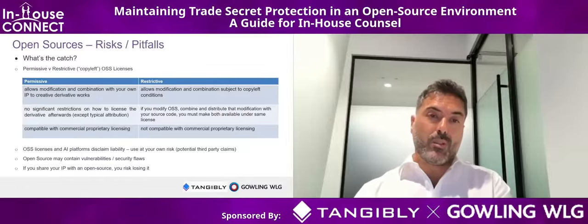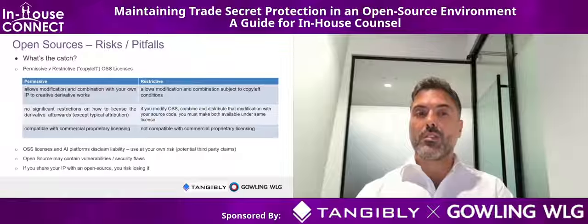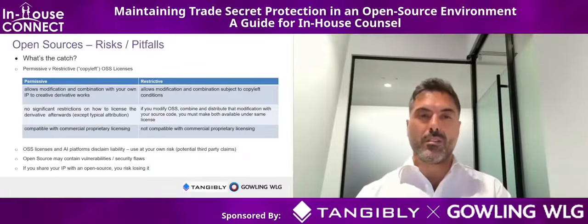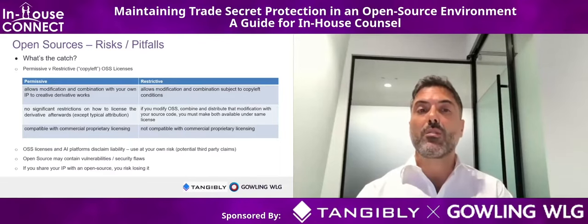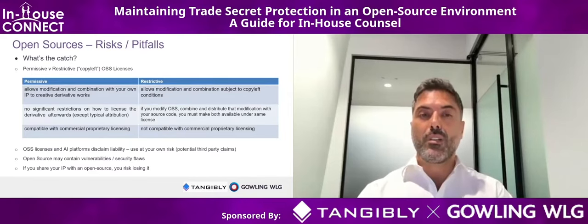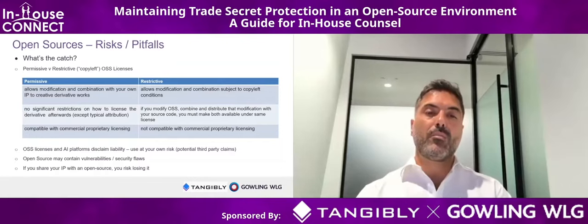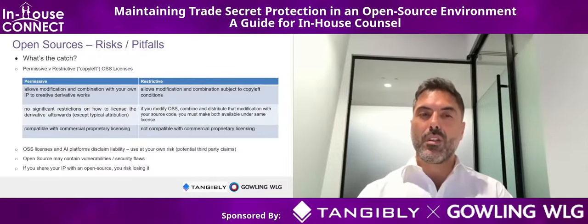And the last one is what I already mentioned. If you're sharing your IP with an open source, again, an AI platform comes to my mind, you may very well be giving your rights away to that IP by simply inputting that IP into the open source, because quite often the terms and conditions for using these open sources, especially when it comes to copyleft OSS licenses, will impose that condition on you. So you're giving away rights.